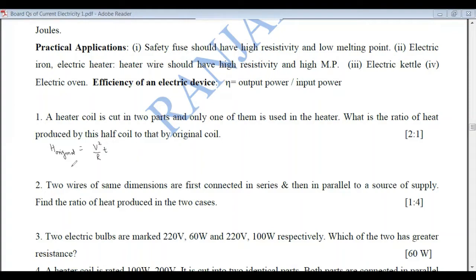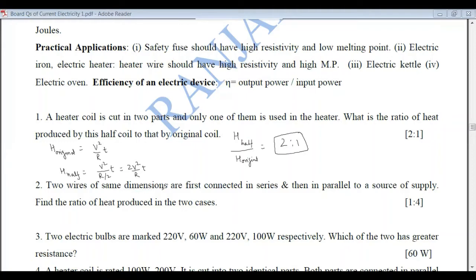So that is why we have to use this formula. Okay, whereas the heat produced by half of the coil will be equal to V square upon R upon 2 into T. Why? Because resistance is directly proportional to the length, when it is cut into two equal parts, and one half will have the resistance R by 2. So this can be written as 2V square upon R into T. Now in the question it is asked to find the ratio of the heat produced by half of the coil to the heat produced by the original coil. Okay, so divide these two equations, we get 2 is to 1.